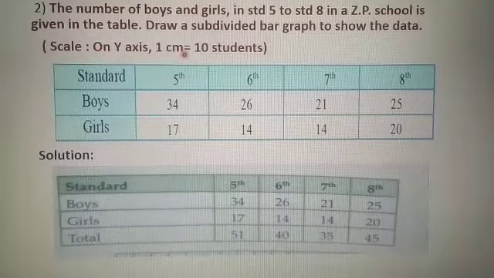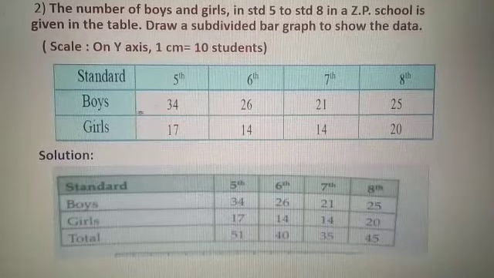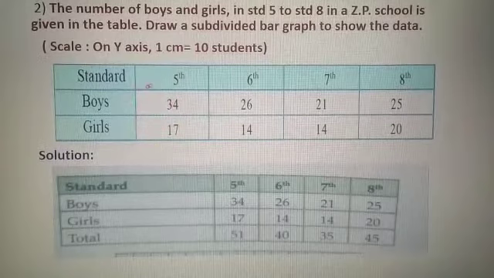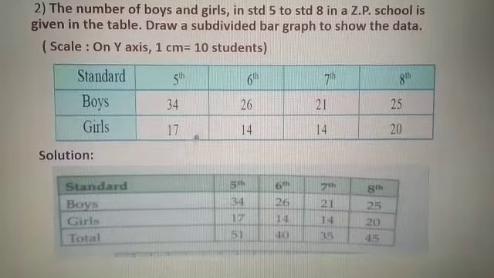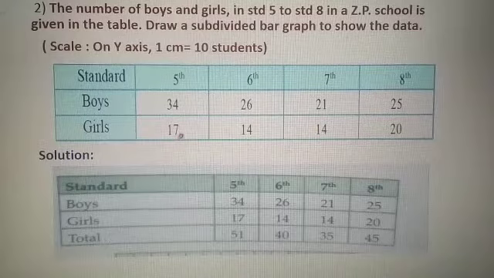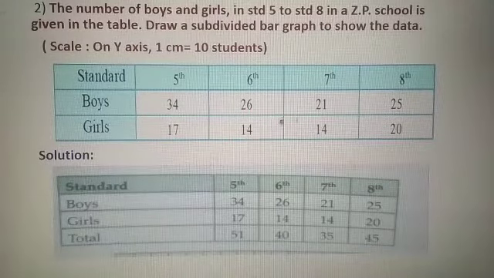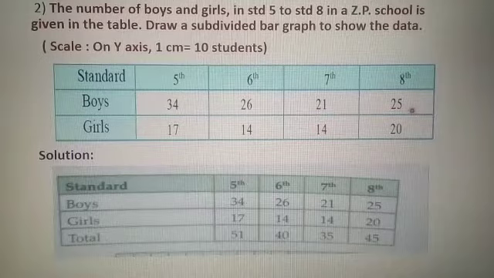Scale on y-axis is given as 1 centimeter is equal to 10 students. Now see what information is given. Standards are given 5th, 6th, 7th and 8th, and number of boys and number of girls are given. Number of boys in 5th standard is 34 and girls is 17. Number of boys in 6th standard is 26 and girls are 14. Number of boys in 7th standard is 21 and girls are 14. Number of boys in 8th standard is 25 and girls are 20.